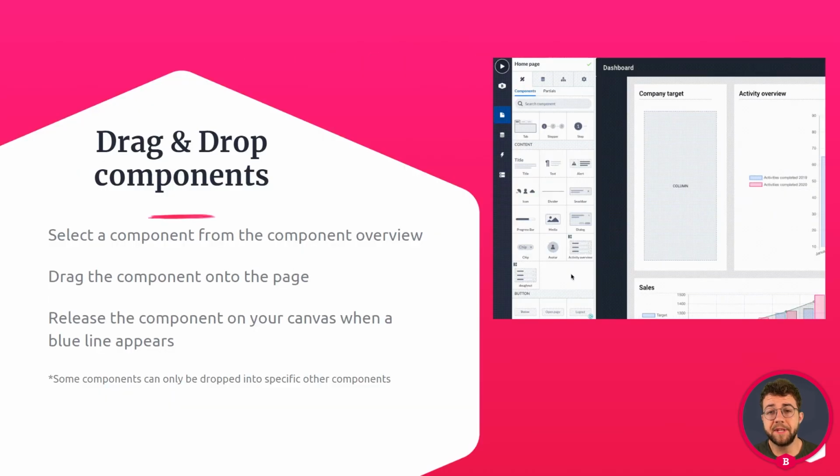So to work with the components, you need to drag and drop them onto your canvas. Select a component from the component overview and drag it onto your page. Release it when a blue line appears and you have the first element on your page.